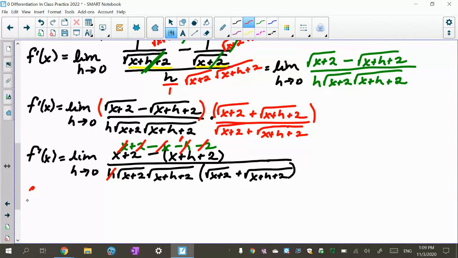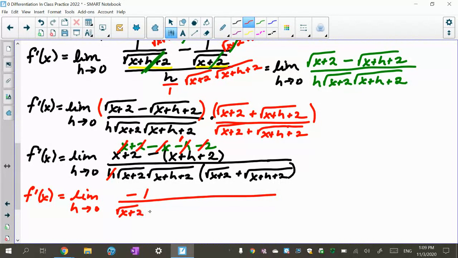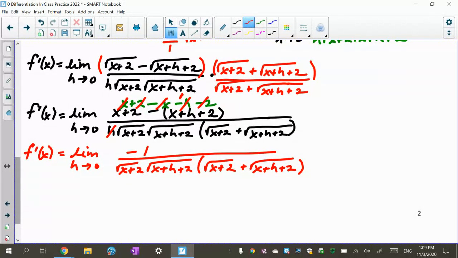All right, so I have f prime of x. I hope I didn't do too many steps in one. It is the limit as h approaches 0 of negative 1 all over this long thing, radical x plus 2, radical x plus h plus 2, times radical x plus 2 plus radical x plus h plus 2. Okay, now I can plug in the 0. So I'm going to plug in a 0 here. You have to show me that you're plugging it in.